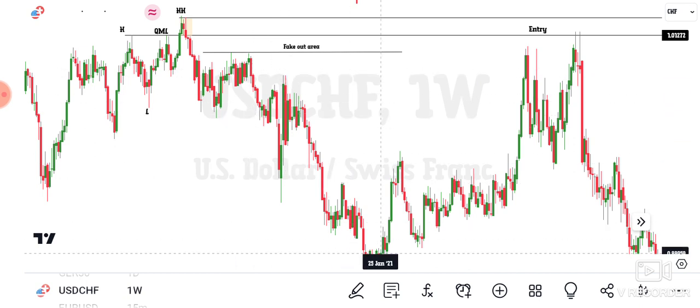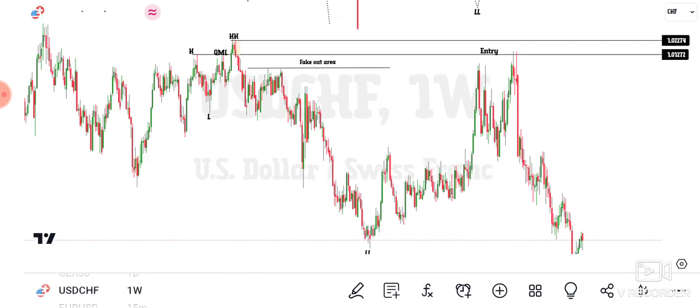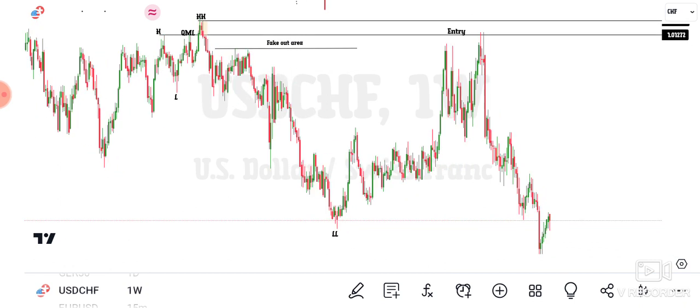Maybe I can zoom in. Yes, so this is the lower low I'm talking about. After the lower low, the market started to retrace towards the level of the highs, or even the QML level. After that, it started creating other types of fake outs, like this fake out area, and then it hit our entry at the weekly time frame.